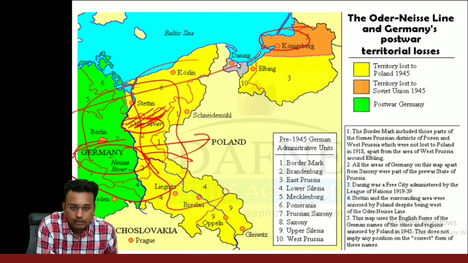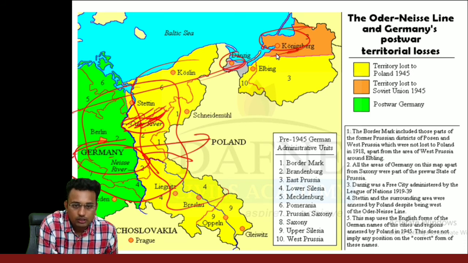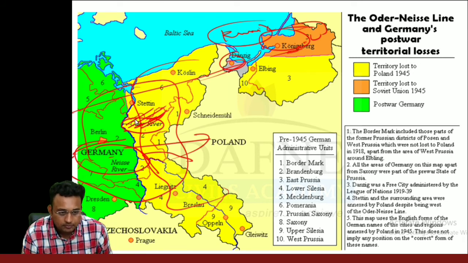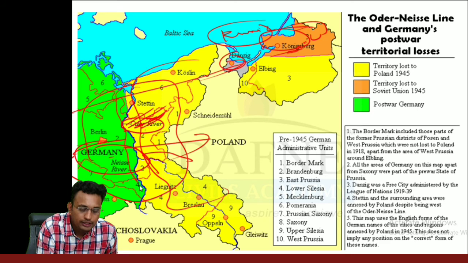This was actually lost after 1945. It was given away to, I mean, this is your famous Danzig port. It was given away to Russia. This is Russia. It was given to Russia. Okay. And you can see how much territory it lost. Germany was completely lost. This is your Neisse River. The Neisse River. Okay. This is your Oder River.